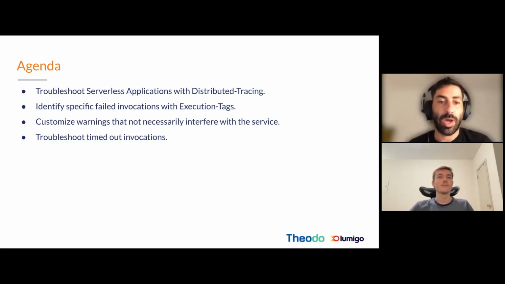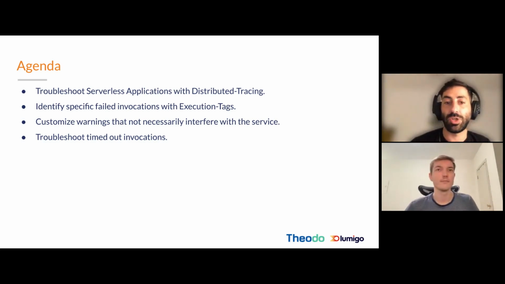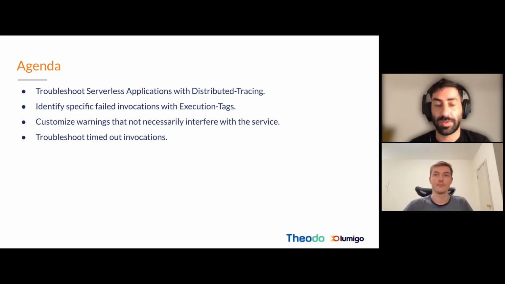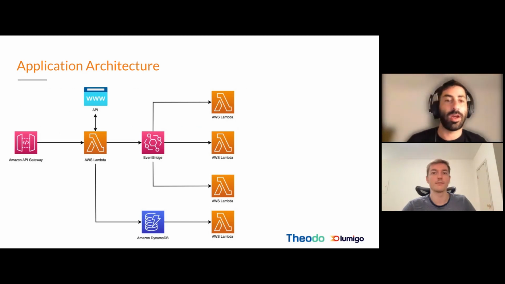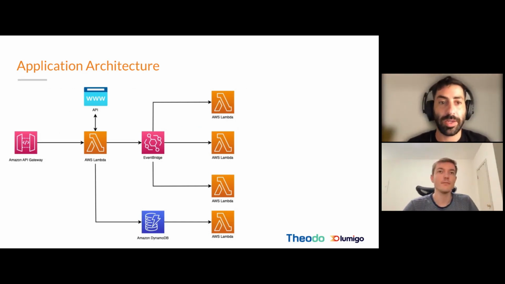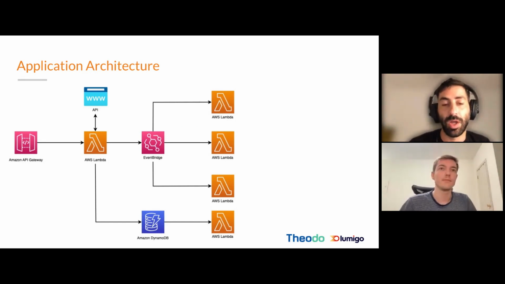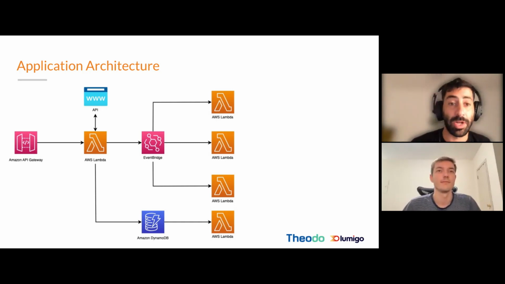We're going to talk about how to identify specific failed invocations with the feature we call execution tags. We're going to talk about customized warnings, basically when you want to be alerted on issues that not necessarily interfere with the service, so warnings. And also, we're going to talk about troubleshooting timed out invocations. And with that, I want to hand over to Alex, who's going to walk us through the application architecture that we're going to use in the webinar today.